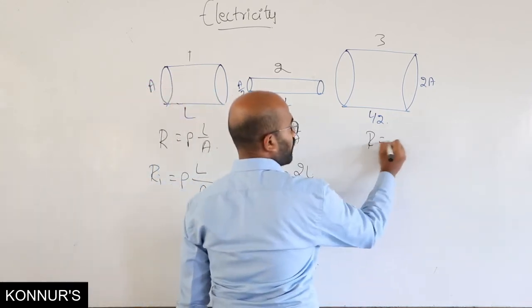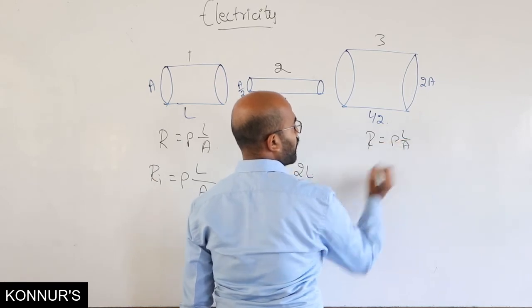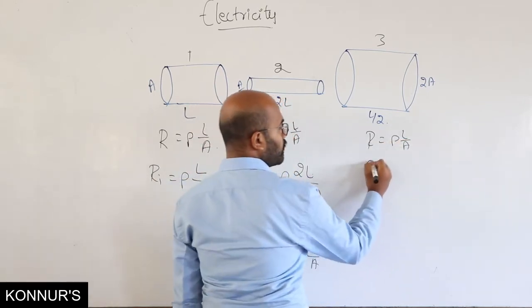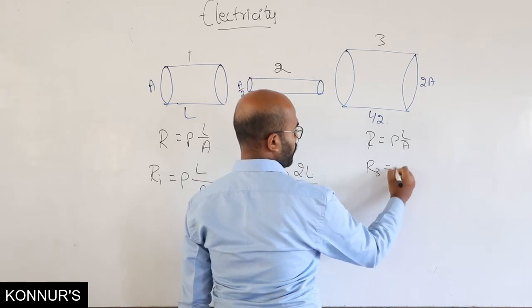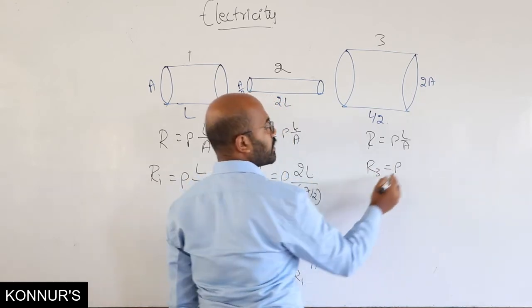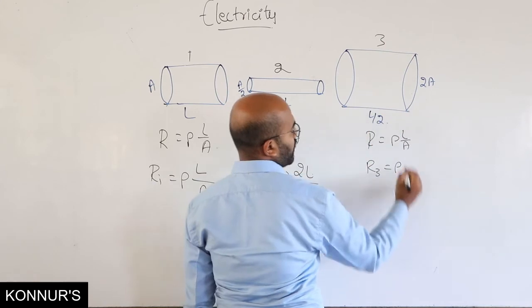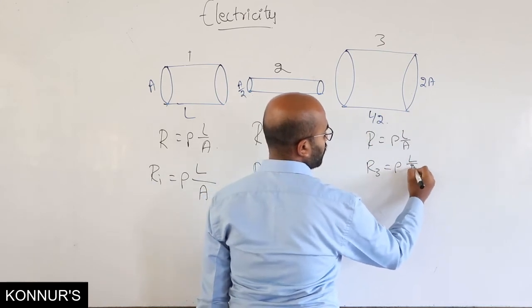Similarly, R is equal to rho L by A. Using this equation for R3, the resistivity is the same. What is L? It is L by 2.